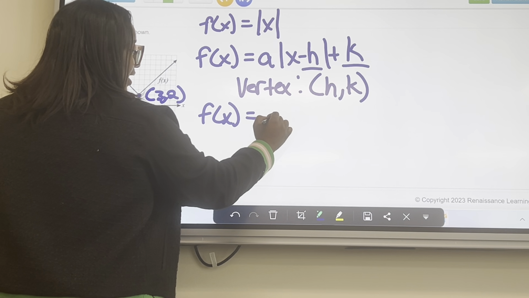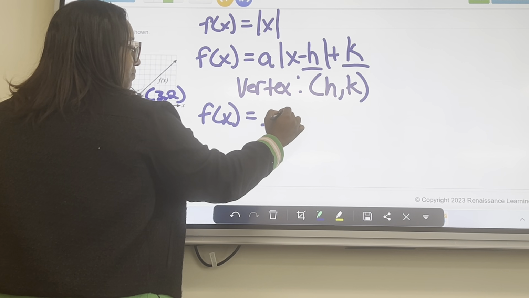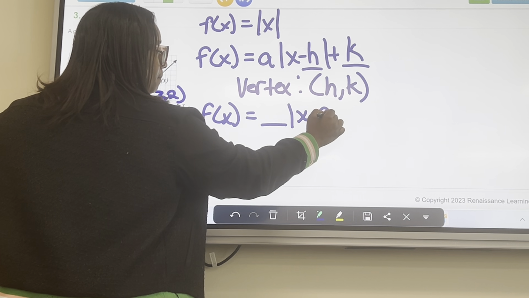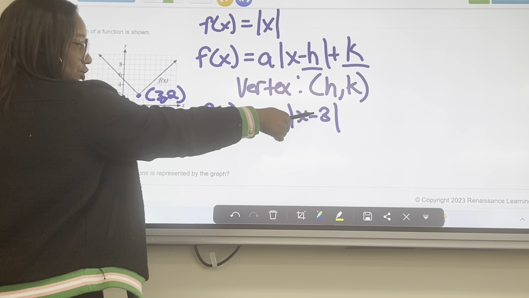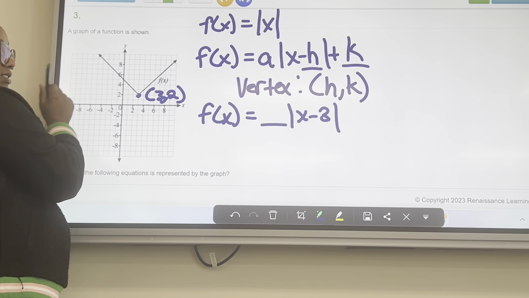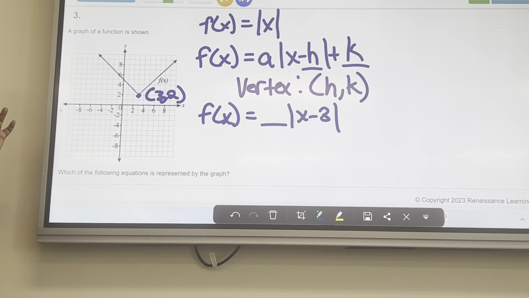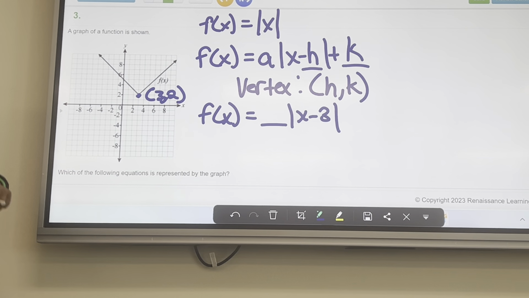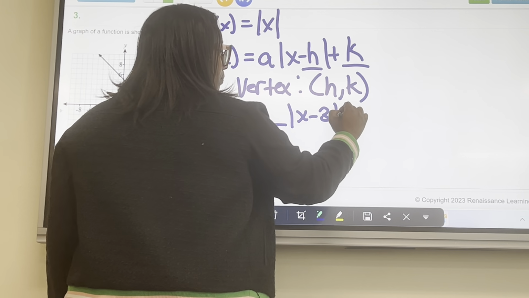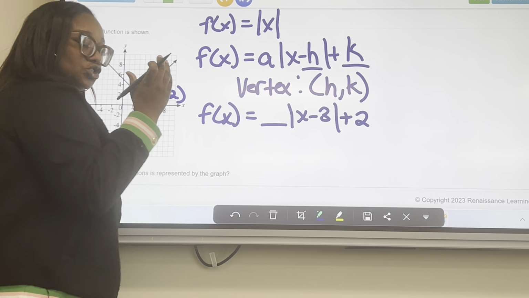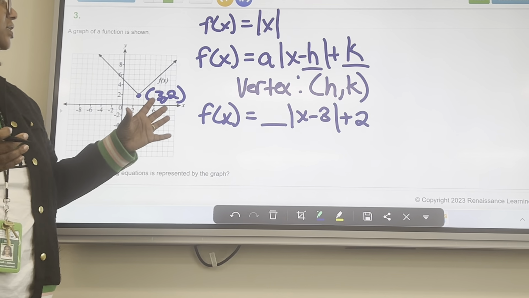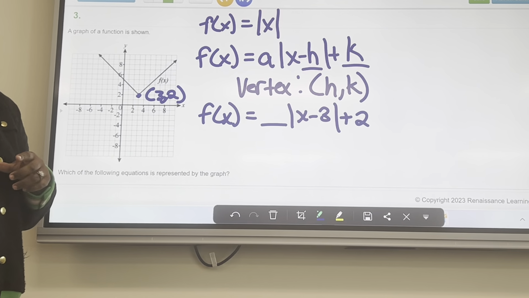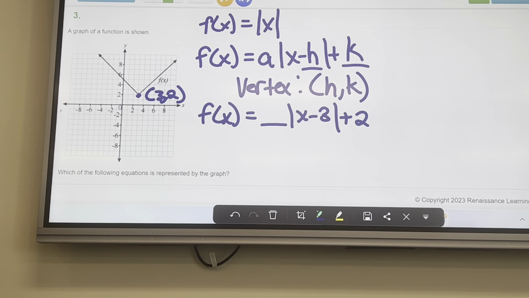So far, I'm going to say f of x equals, I don't know what my a value is, something, times the absolute value of x minus 3, because if it's minus 3 here, when it comes to the actual vertex, it's going to be positive 3 because it's inside the absolute value bars. And then if it's positive 2 for k, it's going to be positive 2 in the equation. So plus 2. That's why I start by looking at the vertex first, because the vertex gives me most of the equation. The only thing it doesn't give me is what my a value is going to be, and we can easily figure that out.